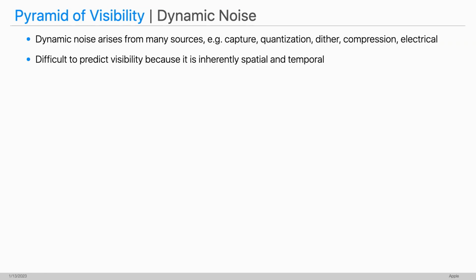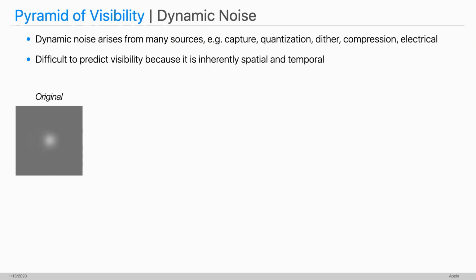Dynamic noise can arise from lots of sources. For example, the capture with a camera, and quantization, and dither, and compression, and just electrical noise in the display. And I'm talking here about dynamic noise. So to model the visibility of this dynamic noise, we have to take into account both the spatial and the temporal aspects of that noise. And that's where something like the pyramid can be very useful. So here's an example. This is just a made-up signal of some signal passing slowly across the display.